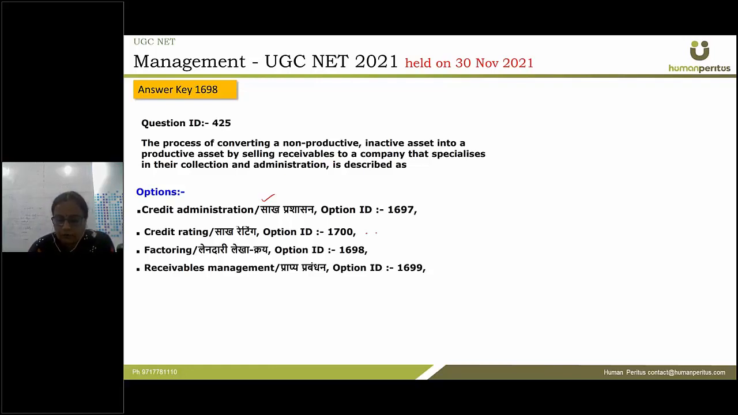And credit rating, we know, is determined by how capable we are of paying our liabilities or debt that we have obtained from any bank or financial institution. So again, this has nothing to do with selling receivables to some other party, right? Receivable management is again an internal thing of the company. By this, the company wants to ensure that the credit sale is converted into cash. The cash should be generated against credit sales.